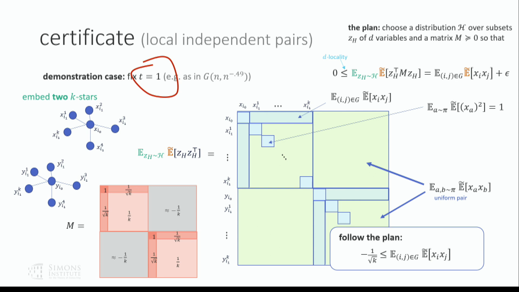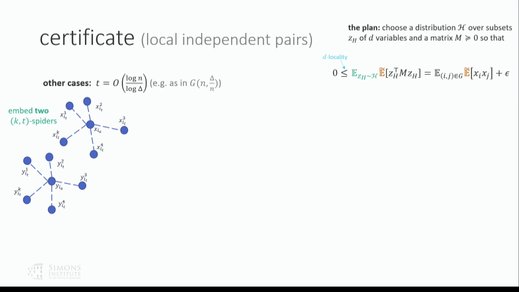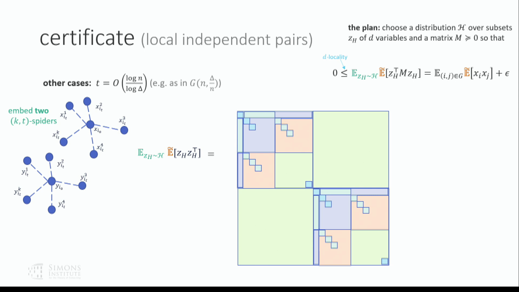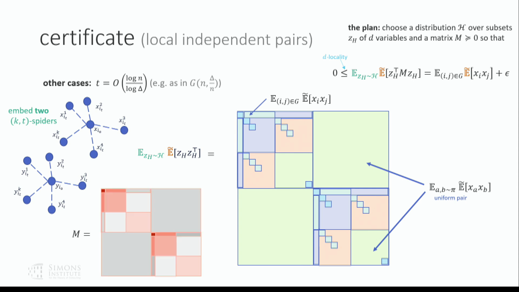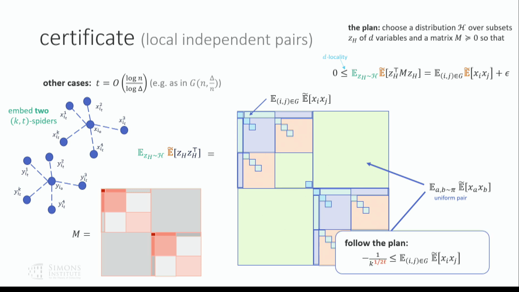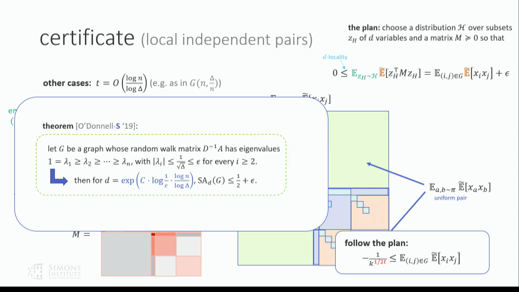And if you want to make T larger than 1, instead of taking stars, you take longer arms, so that you get uniformly random pairs, and the same thing happens. You'll have a matrix with a uniformly random edge in the graph and uniformly random pairs. You just choose a more complicated PSD certificate, but you follow basically the same plan, and you get this dependence. Here the exponent of k depends on t. Basically you choose k, the number of arms, to be 1 over epsilon to the t, and you choose t to be log n over log delta, and you can certify a lower bound of epsilon. So this is where the parameters depend.